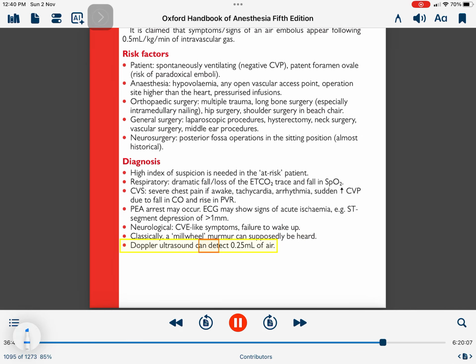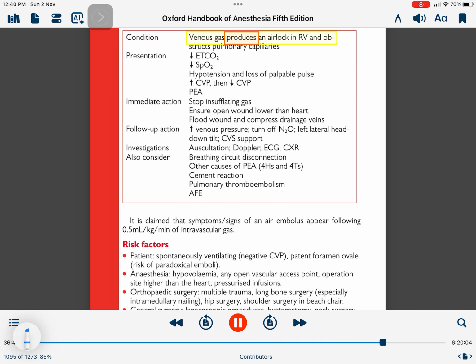Doppler ultrasound can detect 0.25 milliliters of air. Condition: venous gas produces an airlock in the RV and obstructs pulmonary capillaries. Presentation: decreased ETCO2, decreased SpO2, hypotension and loss of palpable pulse, increased CVP, then decreased CVP. Immediate action: stop insufflating gas, ensure the open wound is lower than the heart, flood the wound and compress drainage veins. Follow-up action: increase venous pressure, turn off N2O, left lateral head-down tilt.